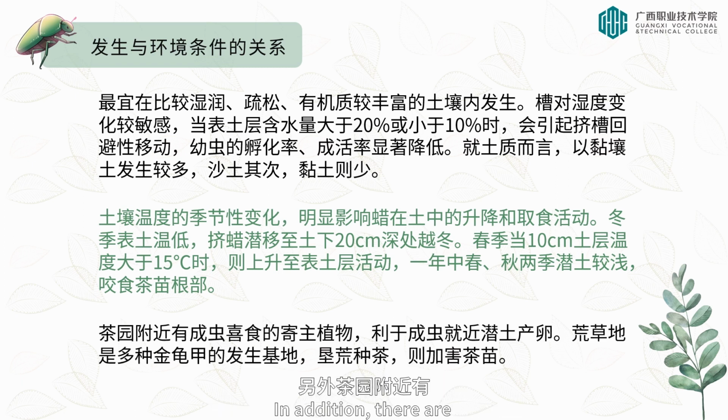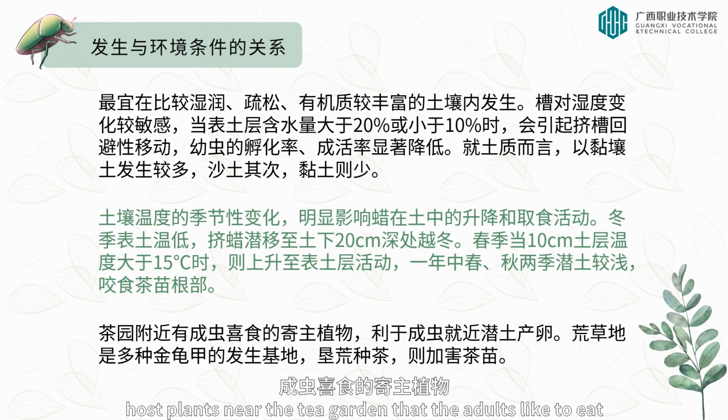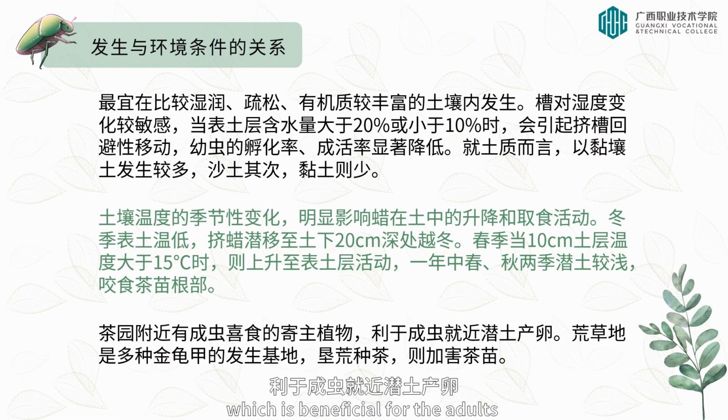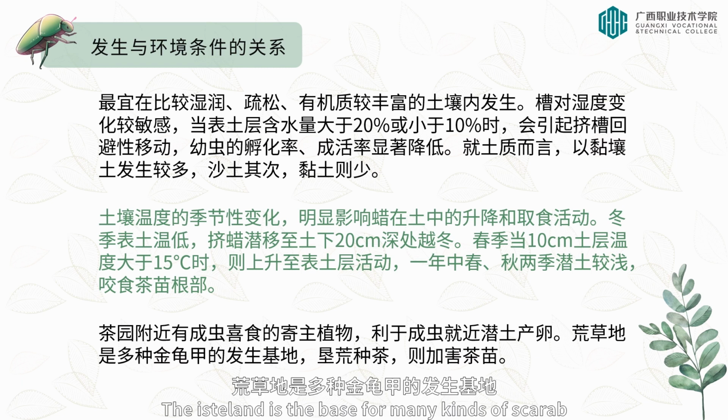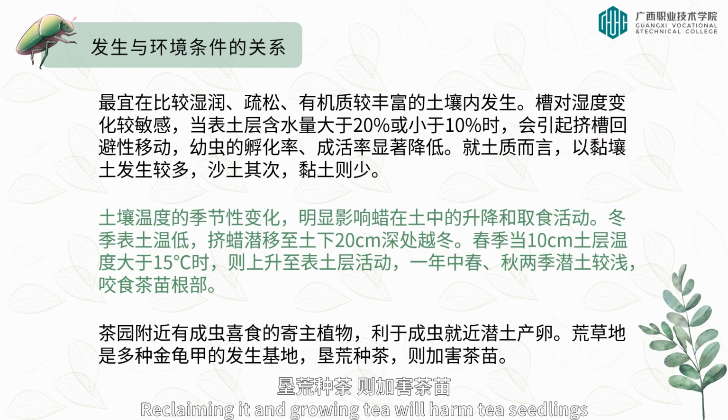In addition, there are host plants near the tea garden that the adults like to eat, which is beneficial for the adults to dive into the soil nearby to lay eggs. The wasteland is the base for many kinds of scarab. Reclaiming it and growing tea will harm tea seedlings.